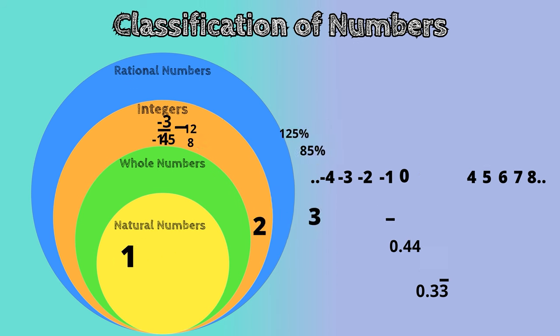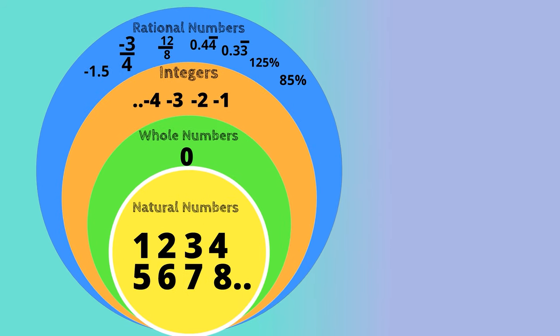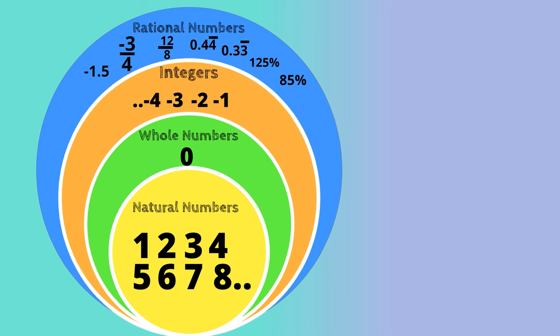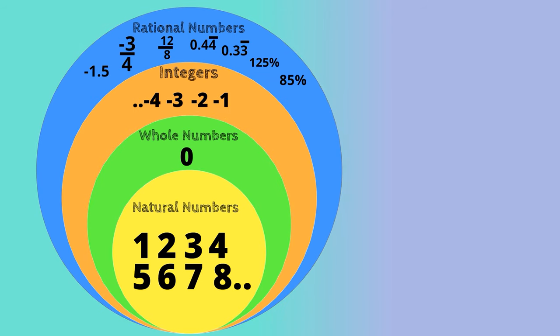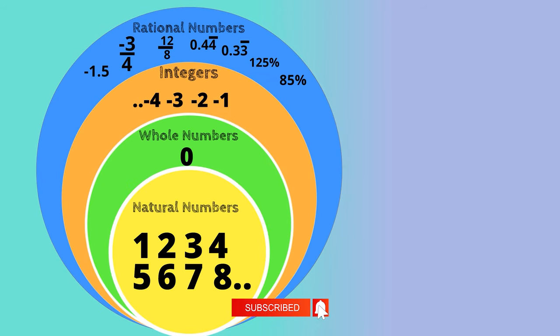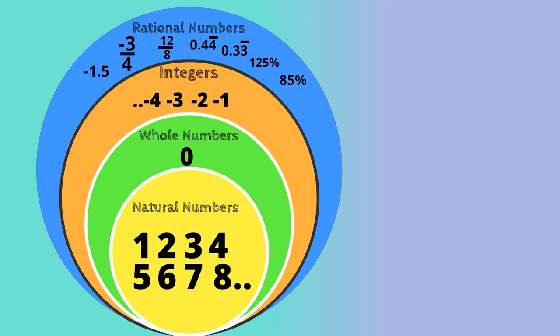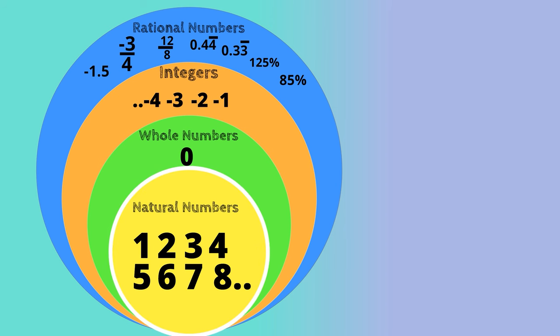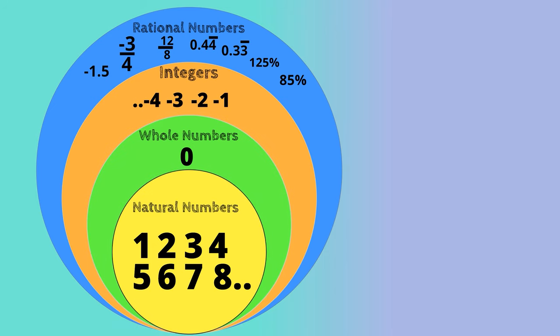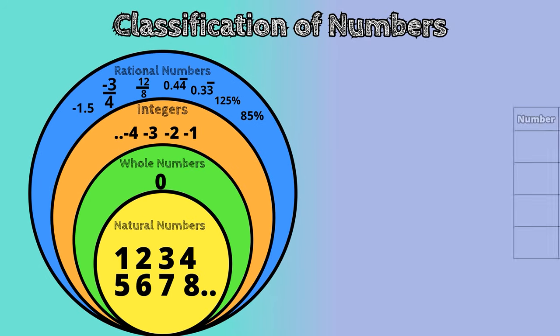So if we look at our diagram, all natural numbers, whole numbers, and integers are rational numbers since they're inside of the rational number circle. Next, we have integers. All natural and whole numbers are integers since they're inside of the integer ring. Then we have whole numbers. All natural numbers are whole numbers since they're inside the whole number ring. So let's try to classify a few numbers.